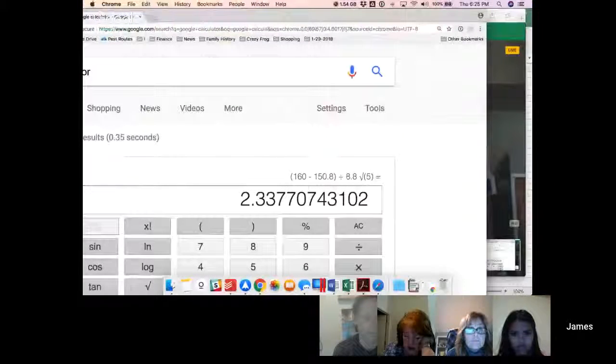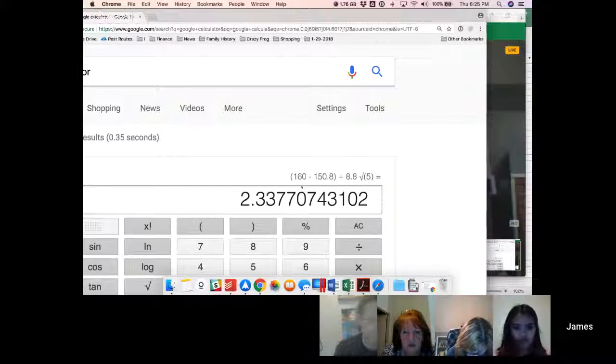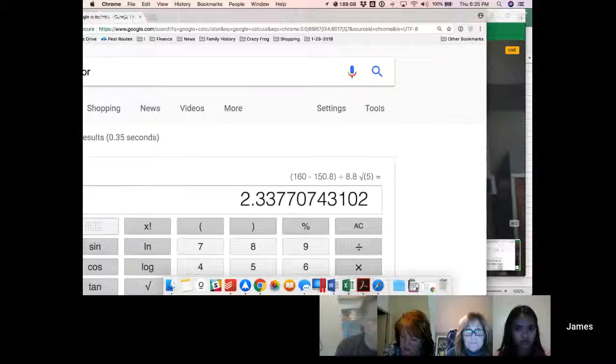Yes. So do you see the 160? So 160 is the mean, right? If you take those 5 numbers and you find the mean, it's going to be 160. And then you subtract our mean, which is the 150.8. And then you're going to divide that by the standard deviation and the square root of the sample size, which is the 5.